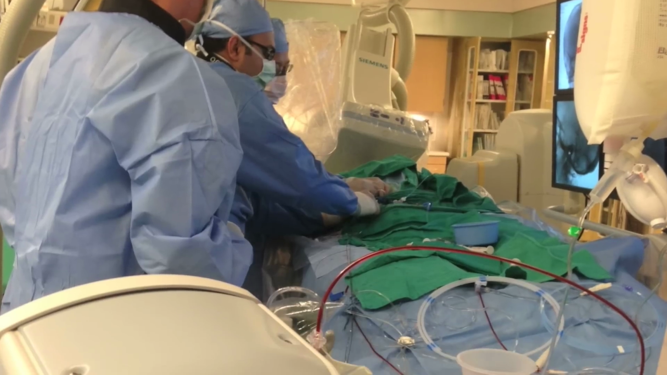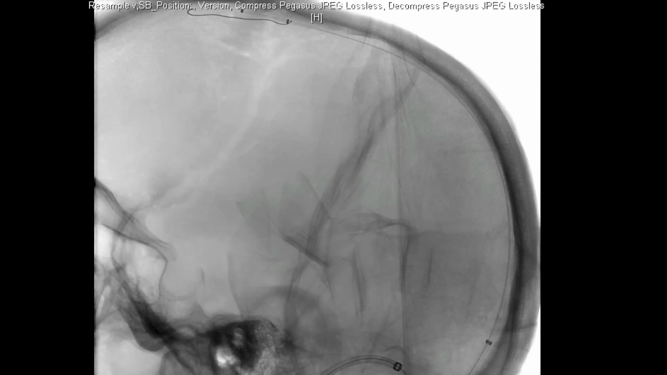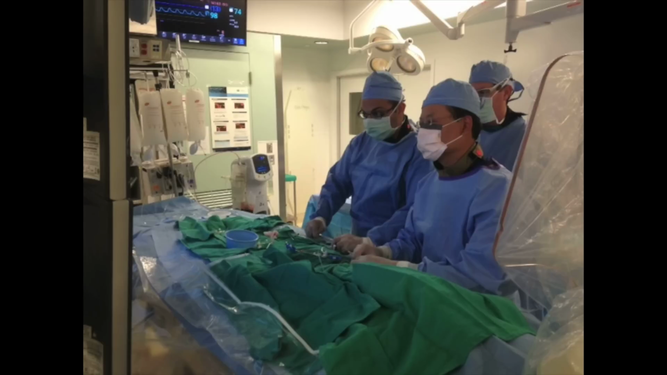This is an intraprocedural view demonstrating this AngioJet device setup, and another X-ray showing the AngioJet device, the 4 French and 6 French in the superior sagittal sinus. This is us in progress during this case, using the AngioJet across the sinus for aspiration.